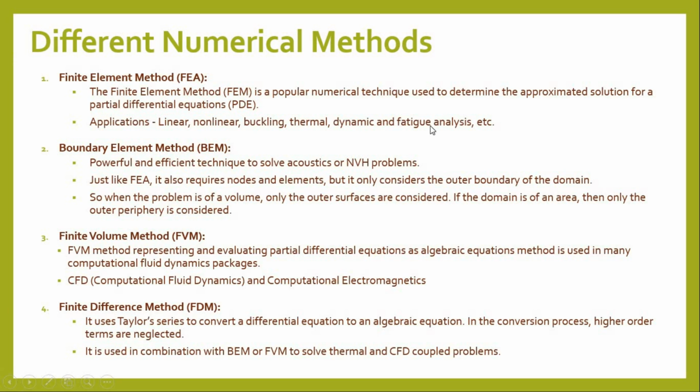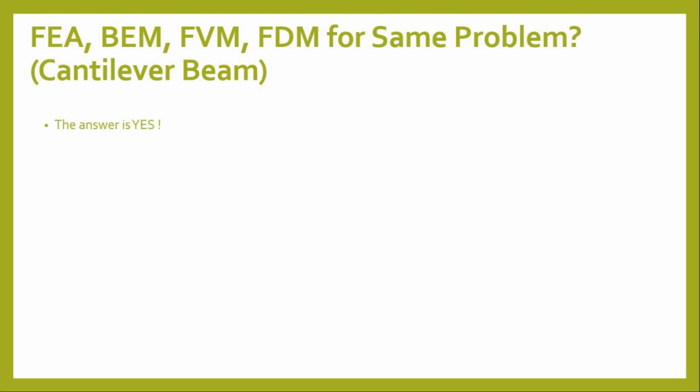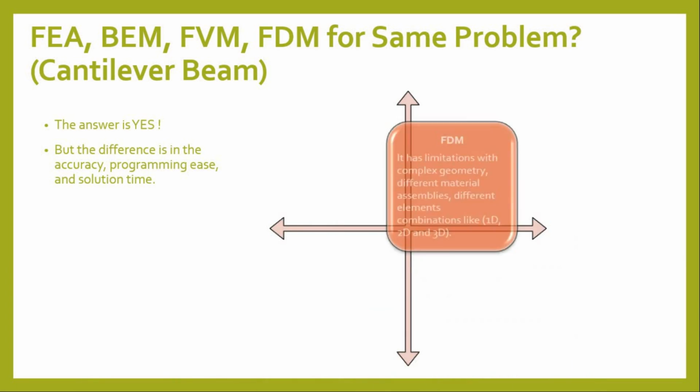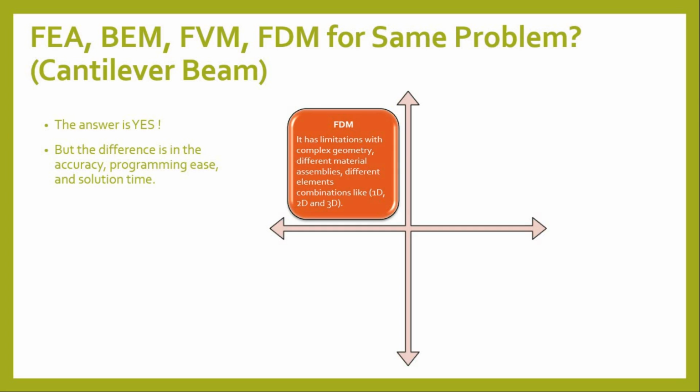Okay, so the most widely used are FEA, and for CFD, FVM. These are the two methods most widely used to get numerical problems solved. Now the next question: is it possible to solve the same problem using all four methods? The answer is yes, but there is a difference in accuracy, programming, as well as solution time. When we talk about FDM, it has limitations with complex geometry, different material assemblies, and different element combinations like 1D, 2D and 3D.